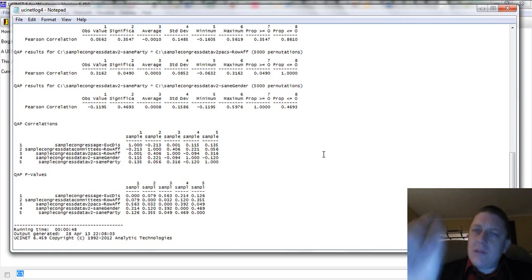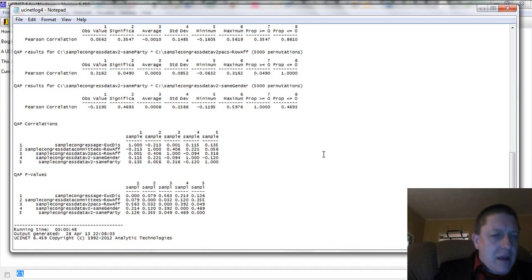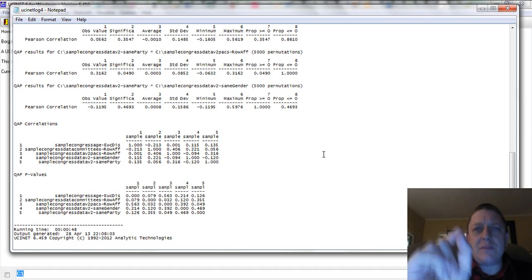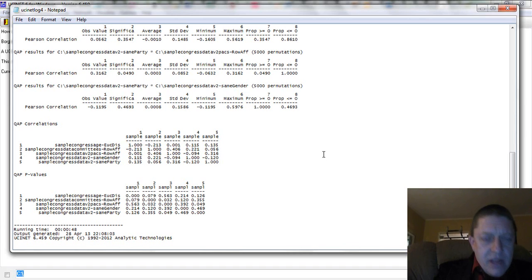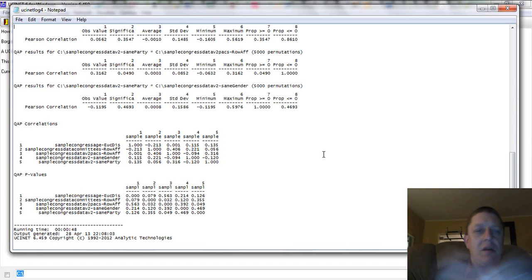So I know, looking over at the left-hand side, that sample Congress data V2, my second version of it, because I screwed up the first time, PACs, political action committees, row affiliation. Yeah, that's how I generated it. Okay, so I know that's number three. Oh, and there's a three in the columns. Great. What could be simpler? That's what I'm going to work with.